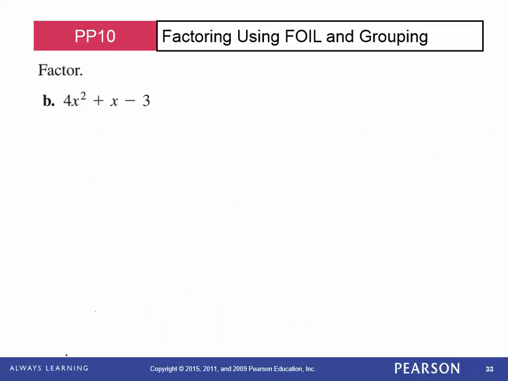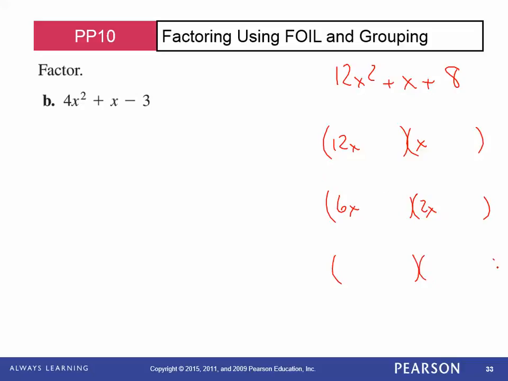Before we start here, maybe I should show you real quick, when would I use this sort of grouping method combined? Probably if I had something like this, x squared plus, let's see, x plus 8. So notice there's a whole bunch of different ways I get a 12x squared. 12x times x, right? Then how about a 6x times 2x? And then how about a 4x times 3x, right?